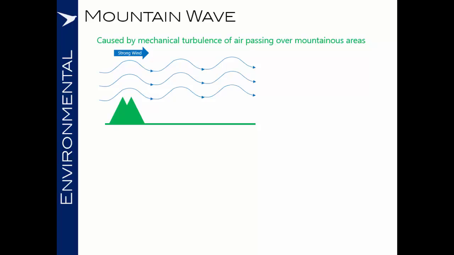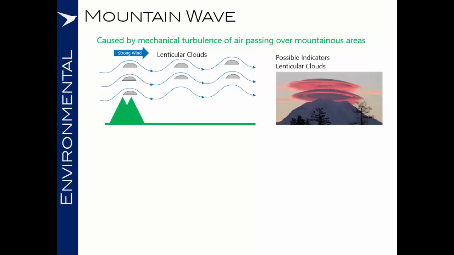One of the indicators that mountain wave is present are the very peculiar lenticular clouds which can sit above a mountain, as denoted in the picture here, and also can occur at the areas of the rising air in bands downwind of the mountain range. They've often been described as looking like spaceships and have a very distinctive look to them.